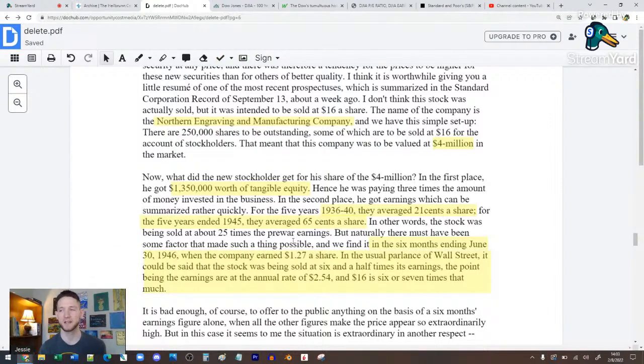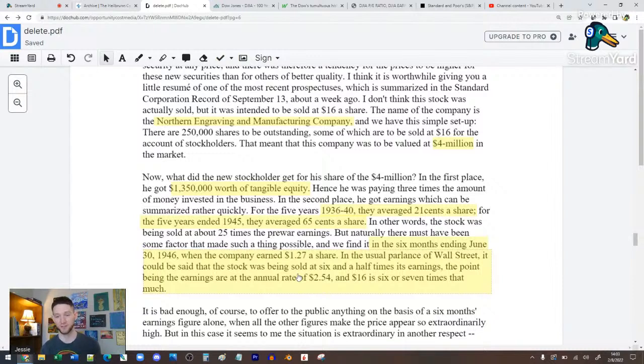Now, Ben Graham looks at this and he says, well, this engraving and manufacturing company probably did really well in the last 6 months because it benefited from a huge tailwind, or maybe some kind of environment led up to them being able to do so well. But we have such a huge history of them doing 21 cents or 65 cents a share that this last 6 months of $1.27 a share could probably be ignored as an outlier.